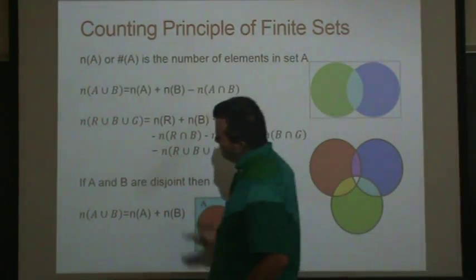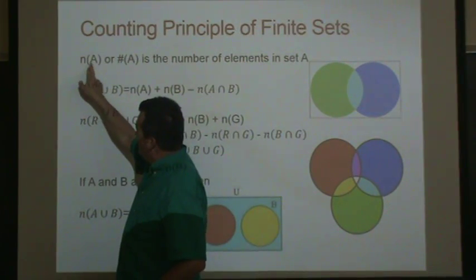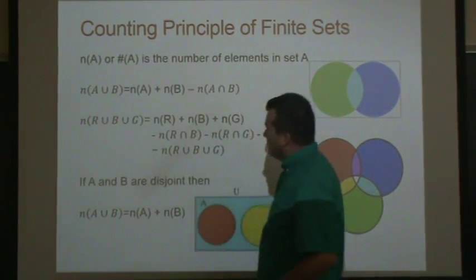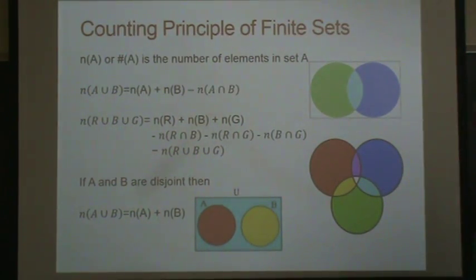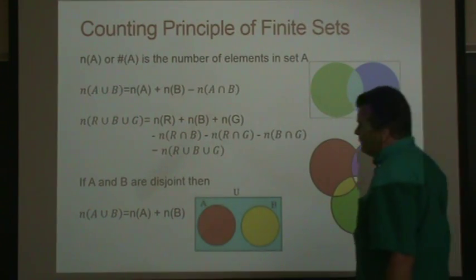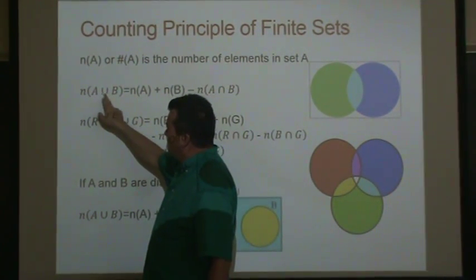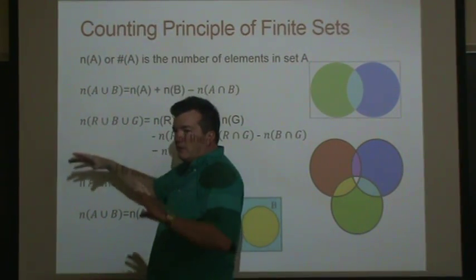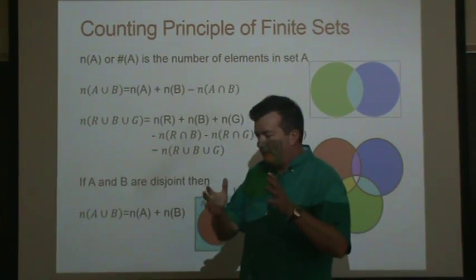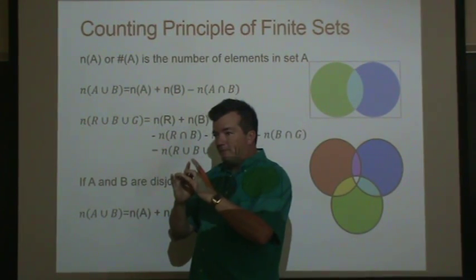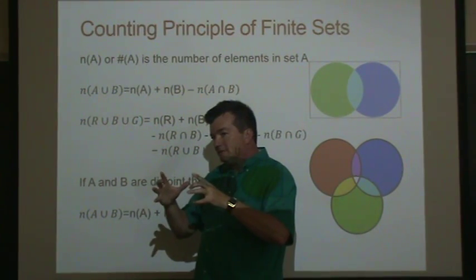So it's possible, depending on the author, to say n of a set or pound of a set, means the number of members in the set. So that's the number of elements that are in set A. So if you wanted to know how many members are in set A union set B, that would be if you took all the members of set A and you took all the members of set B, but some of them may overlap, so you don't want to count them twice.